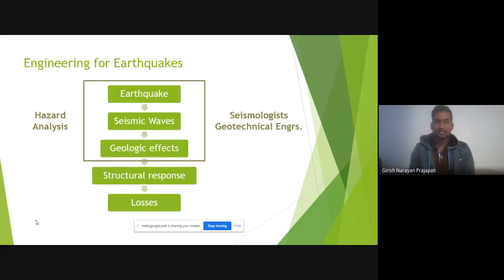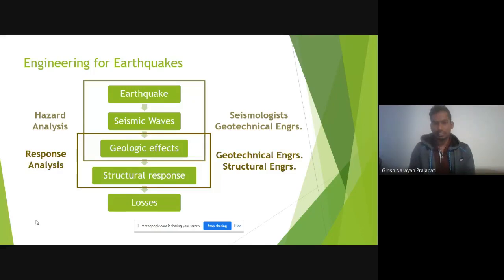The hazard analysis covers ground shaking, how the ground is shaking, the fault structure, what kind of fault is there, the magnitude and intensity of the earthquake, and soil liquefaction. The geotechnical engineers will study how the soil is behaving during the earthquake. After the hazard analysis, we have response analysis: after the earthquake hits and the seismic waves come, how our structure and our foundations are responding. The geotechnical engineers will see the behavior of our soil or the foundation of the building or any structure. And the structural engineers will see the behavior of our upper structure, the main structure.